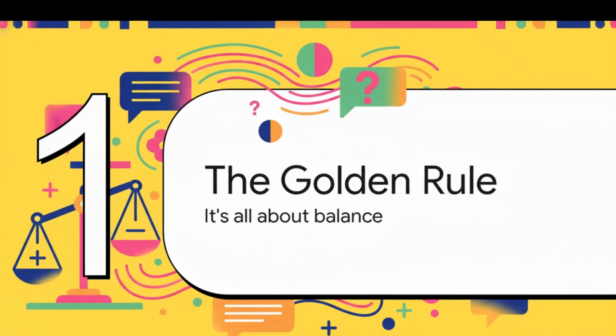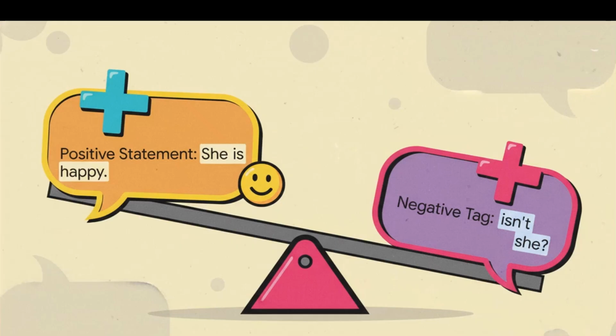All right, so how do we actually make them? It turns out there's one golden rule that covers almost every situation, and it's all about creating this perfect little balance between positive and negative. And here's the key. If your main statement is positive, the tag has to be negative. So, as you see here, "she is happy" is balanced out by "isn't she?" Think of it like a grammatical seesaw. If one side goes up, the other has to go down.